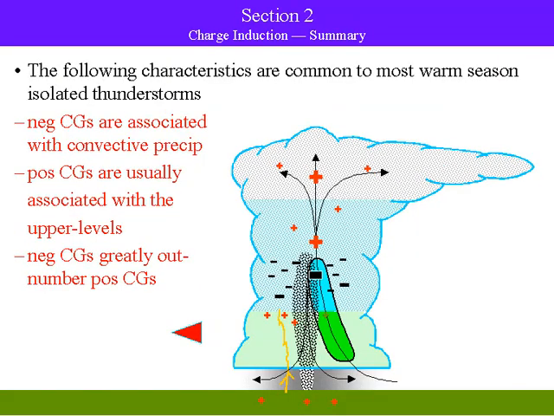So in summary, the following characteristics are common to most warm season isolated thunderstorms. Negative CGs are associated with convective precipitation, and positive CGs are generally associated with the upper levels, maybe the anvil or possibly the middle portion of the cloud, maybe over here. But as far as the total number of CGs, we see lots more negative CGs coming out of the convective core than we do positive CGs.